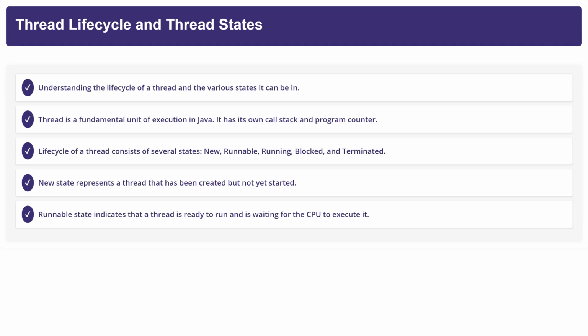In Java, a thread is a basic unit of execution. It has its own call stack and program counter. The lifecycle of a thread consists of several states, including new, runnable, running, blocked, and terminated. The new state represents a thread that has been created but not yet started. The runnable state indicates that a thread is ready to run and is waiting for the CPU to execute it.